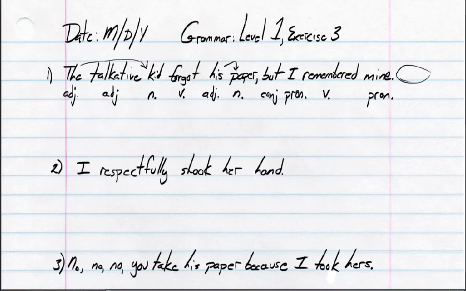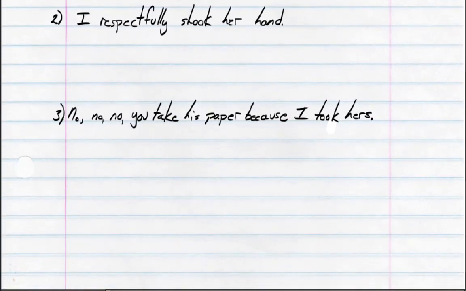Alright, so let me get to the next sentence here. I'll pull it to the top. I respectfully shook her hand. I is the pronoun. It's also the subject of the sentence. Respectfully shook her hand. Here's my action verb, shook. Hand is a noun. Okay, her hand. Looks like a pronoun, a possessive pronoun, but in fact it's describing this noun, so this is going to work as an adjective here.